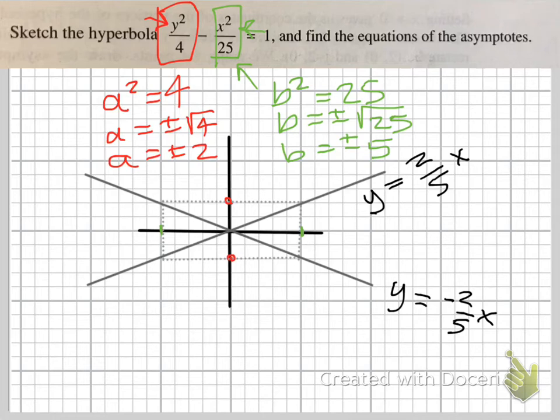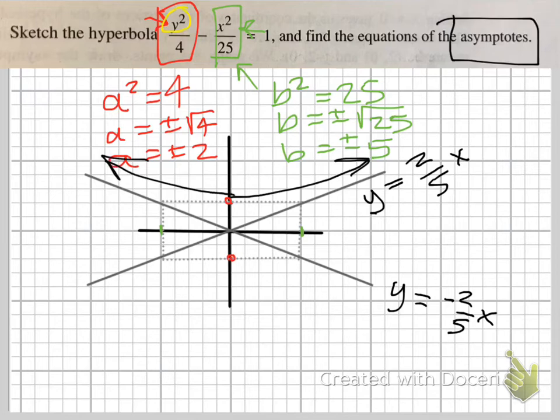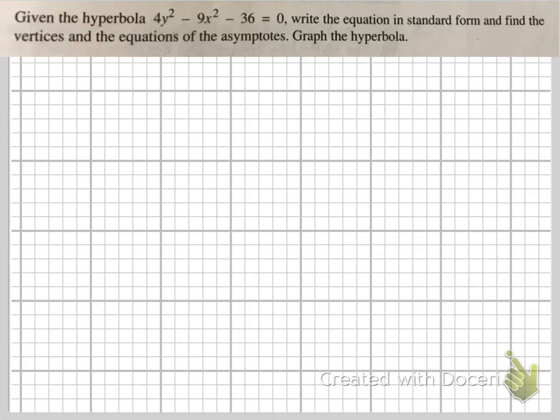And then the last thing to do is to graph the hyperbola itself. I start at the vertex, the red vertex, and then I go close to the asymptotes. Because it starts with y squared, it's going through the y-axis. And then I get as close to the asymptotes as possible. I do not go inside the rectangle. I stay on that vertex. And then we also do it on the bottom.